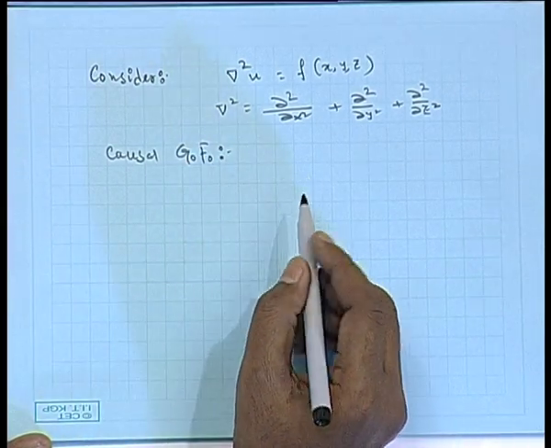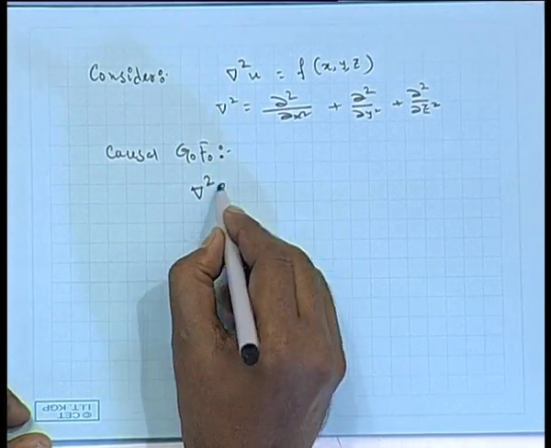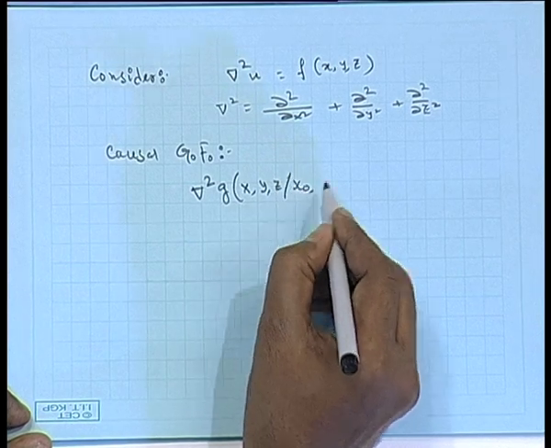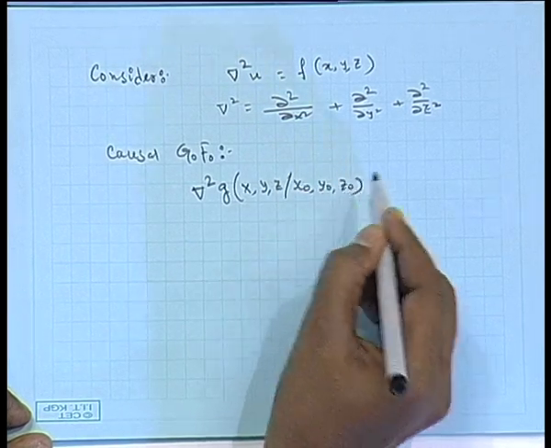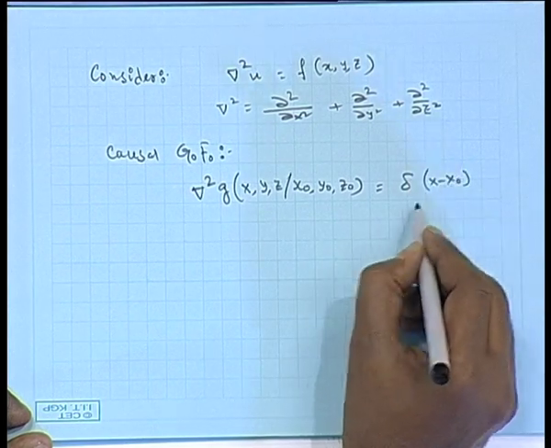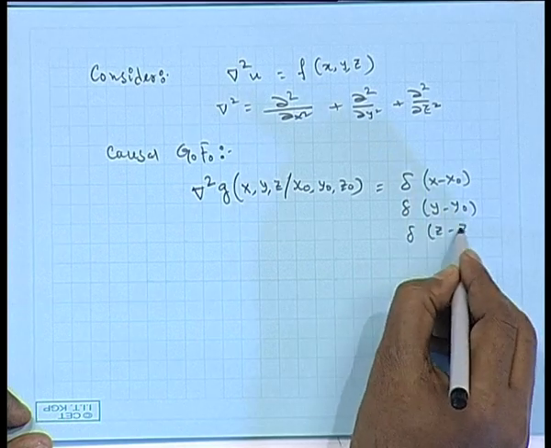The causal Green's function will be nothing, it will be grad square G of x, y, z given x naught, y naught, z naught is equal to delta of x minus x naught, delta of y minus y naught, delta of z minus z naught. Okay.